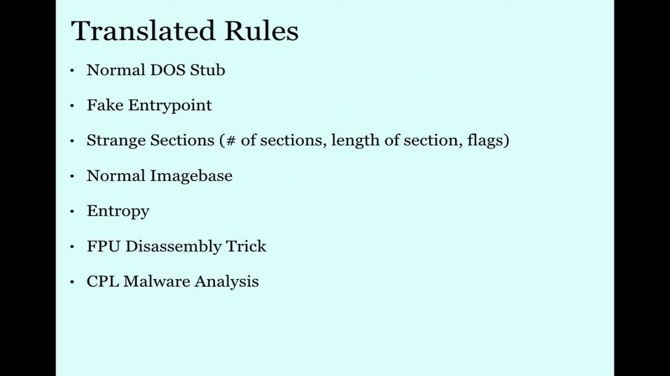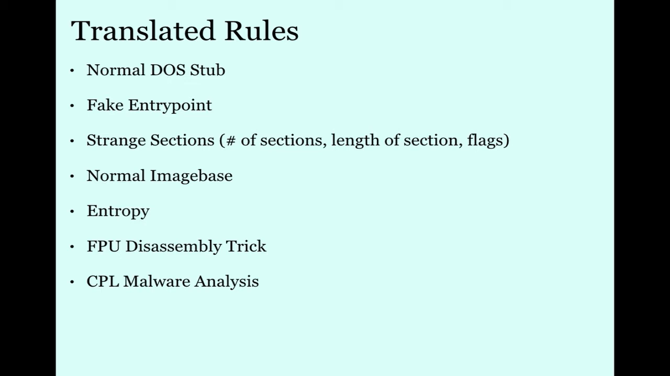So as far as the rules, the ones that were able to translate to YARA were the ones listed here. There's one that looks for the normal DOS stub, the "This program cannot be run in DOS mode" string, and makes sure that that set of bytes is present and at the expected offset. There's one that checks for a fake entry point, so an entry point into a section that has strange permissions that doesn't look like it's a legitimate entry point.